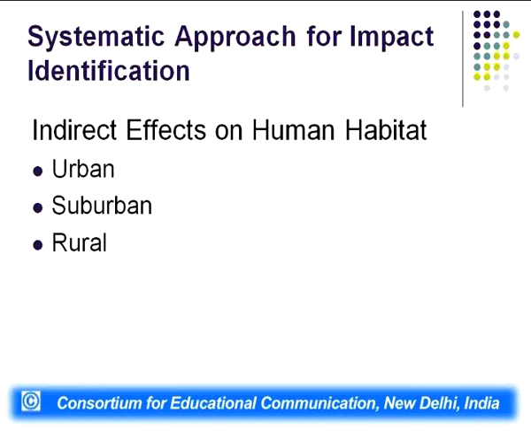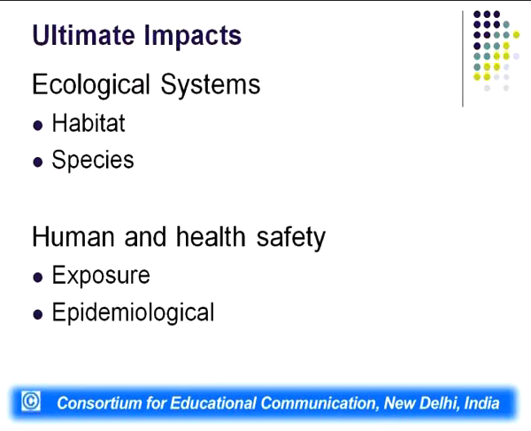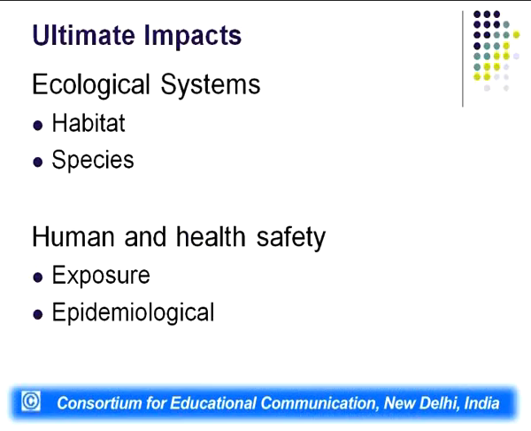It can have impact upon human habitat in the vicinity, whether the vicinity is urban type, suburban type or rural type. Now, there are some ultimate effects. Ultimate effects means these effects are irreversible. If it is done, it is impossible to retain it back. These ultimate impacts can be upon ecological system as well as on human and health system. In ecological systems, these impacts can be upon habitat, human habitat as well as species.